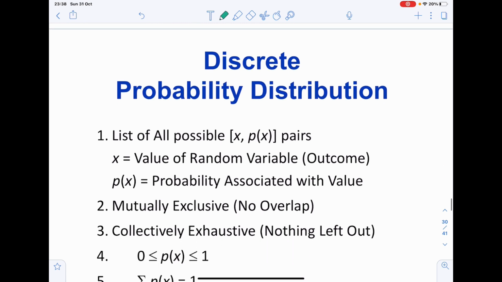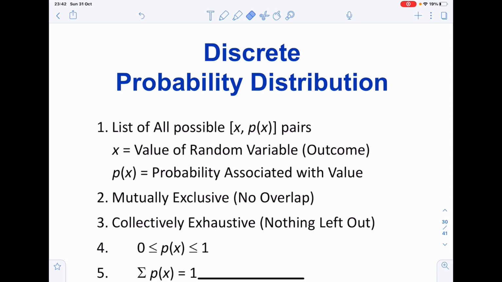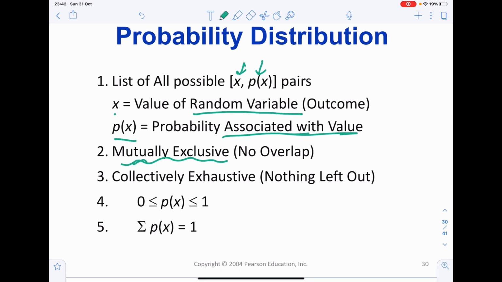okay. Discrete probability distribution. list of all possible [x, P(x)] يعني كزوج راح يكون ال list as x اللي هي ال outcome وال P(x) احتمال هذه ال outcome. So ال x هي random variable that I have وP(x) هي احتمال انه تظهر عندي هذه random variable. Okay. Also we have a mutually exclusive اللي هو ال no overlap.